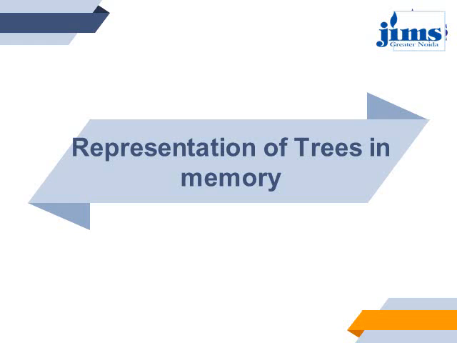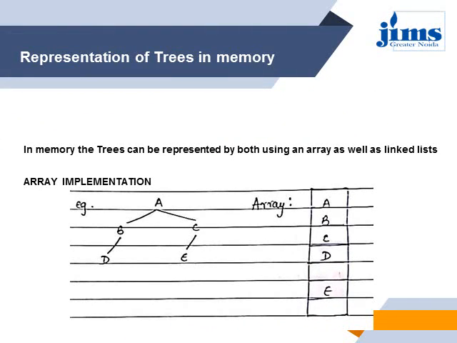Now, how trees are represented in memory. One representation of a tree is through an array. When I try to implement the nodes in an array, if a node is present at index position k, then the left child will be present at 2k, and then the right child will be present at 2k plus 1. That is the theory of how you proceed with the storing of the tree nodes in your array.